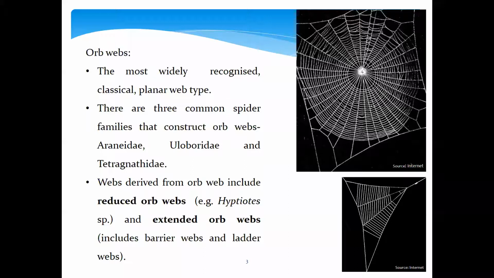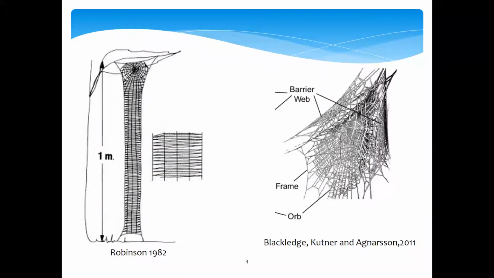In the case of the extended orb web, they have the usual plan of the circular orb web, but along with it they have certain extra things added to the orb web. This includes the barrier webs. This picture has been taken from Robinson 1982, where this is a type of extended orb web, also called the ladder web. Here we can see that they have a circular orb web at the upper portion, and then an extended, vertically extended, larger lower portion. So this is a type of extended orb web.